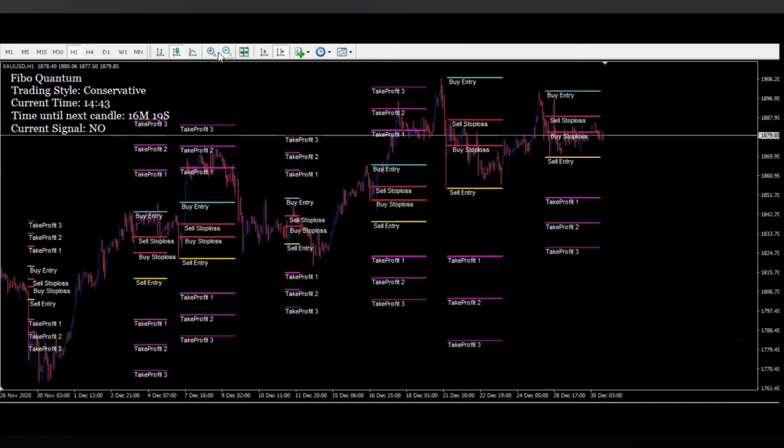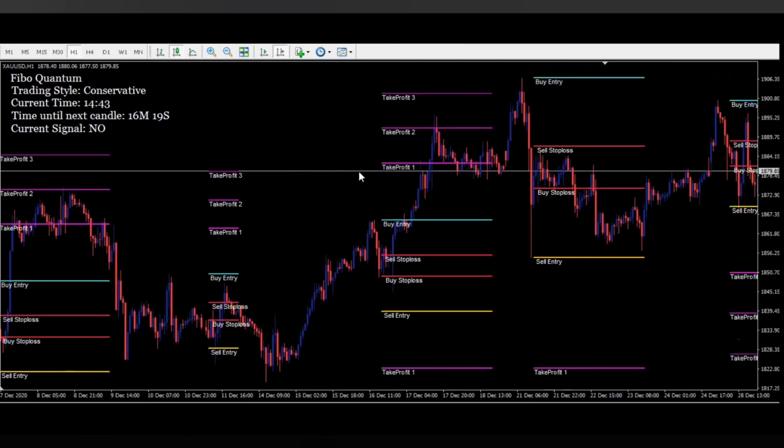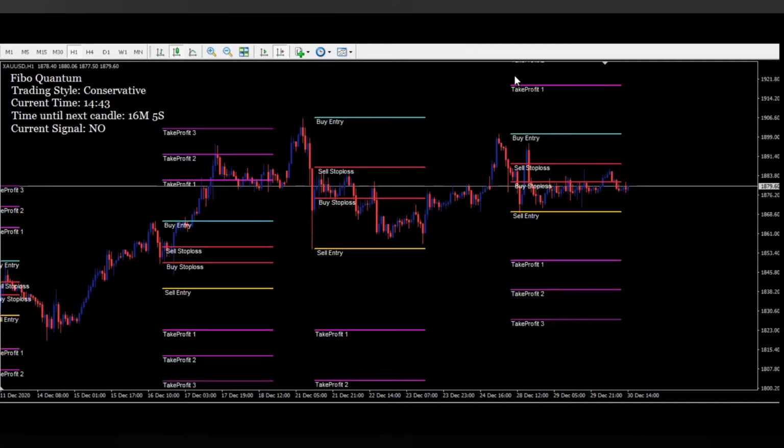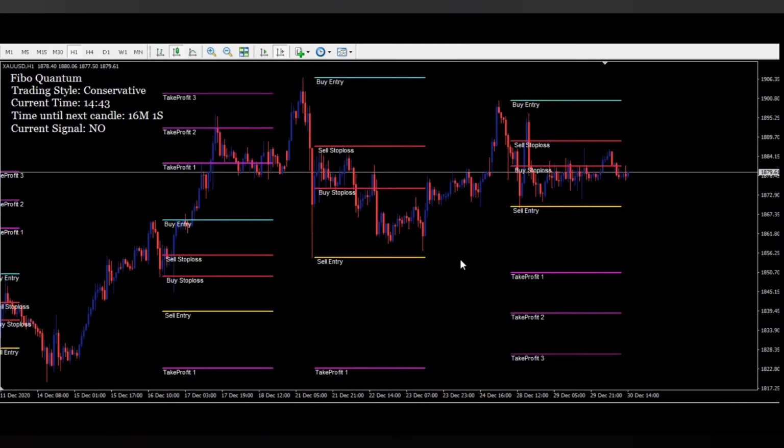So let's have another look at this. This is the gold Fibo Quantum indicator. Like we said, if it hits the buy entry, open up a buy with the respective take profit level and stop loss. Or if it hits the sell entry, which is down there, if the price now comes down to the sell entry, you're going to open up a sell, and then use the respective take profit levels and the stop loss.